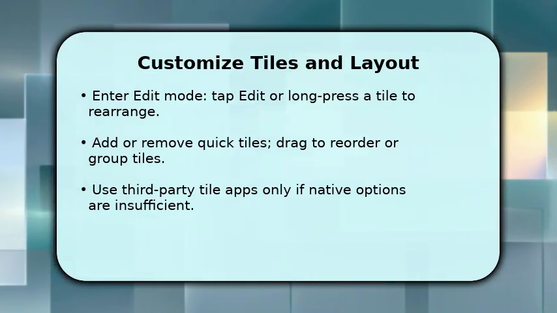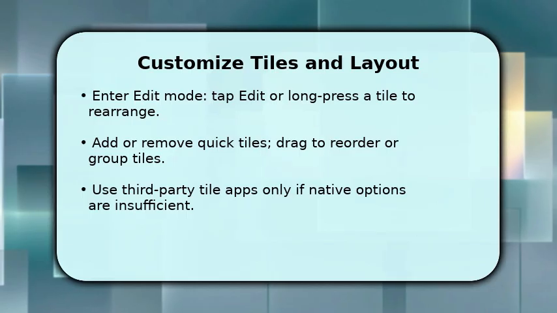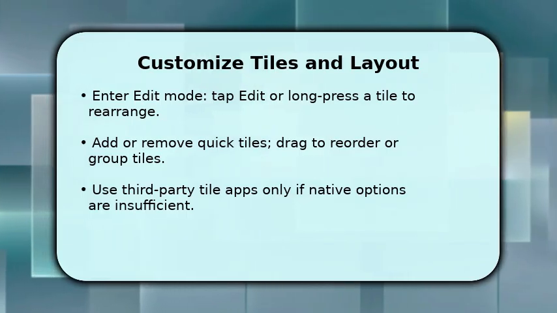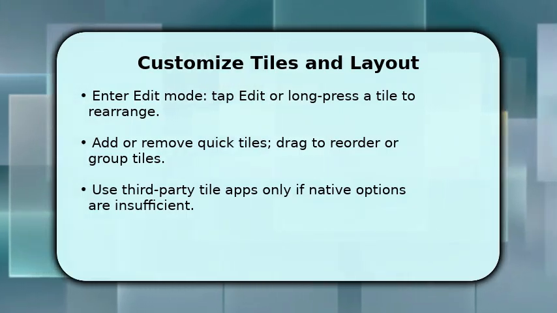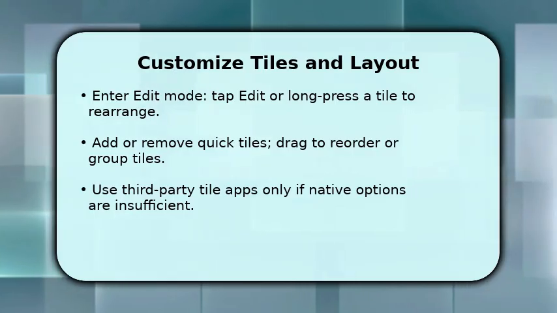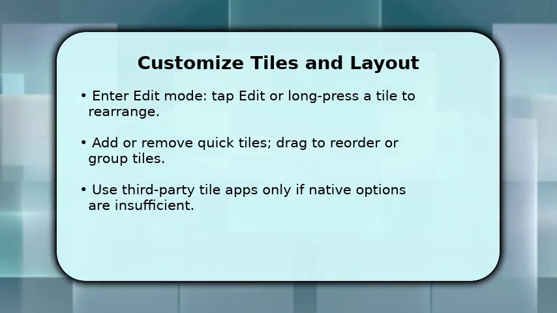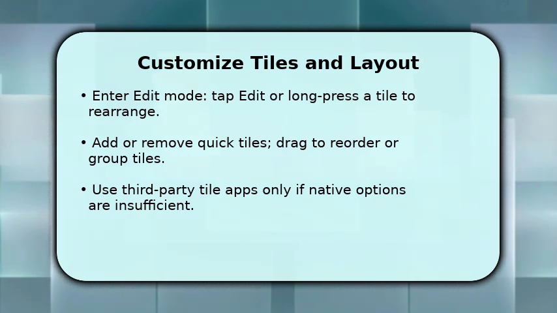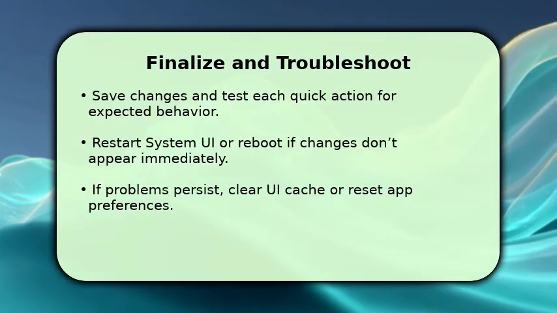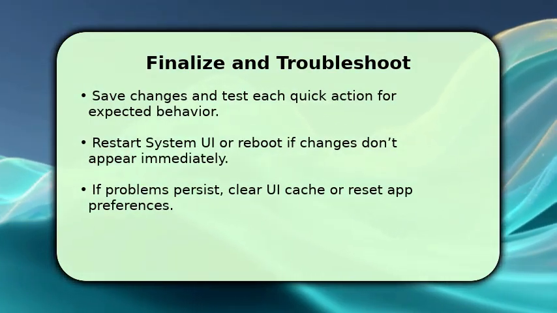If you need a custom toggle the system lacks, consider a trusted third-party tile app, but be cautious with permissions. Make sure to test each tile so you understand how the layout affects one-handed use and visibility. Finish by saving your layout and testing every quick action to confirm they work as expected.